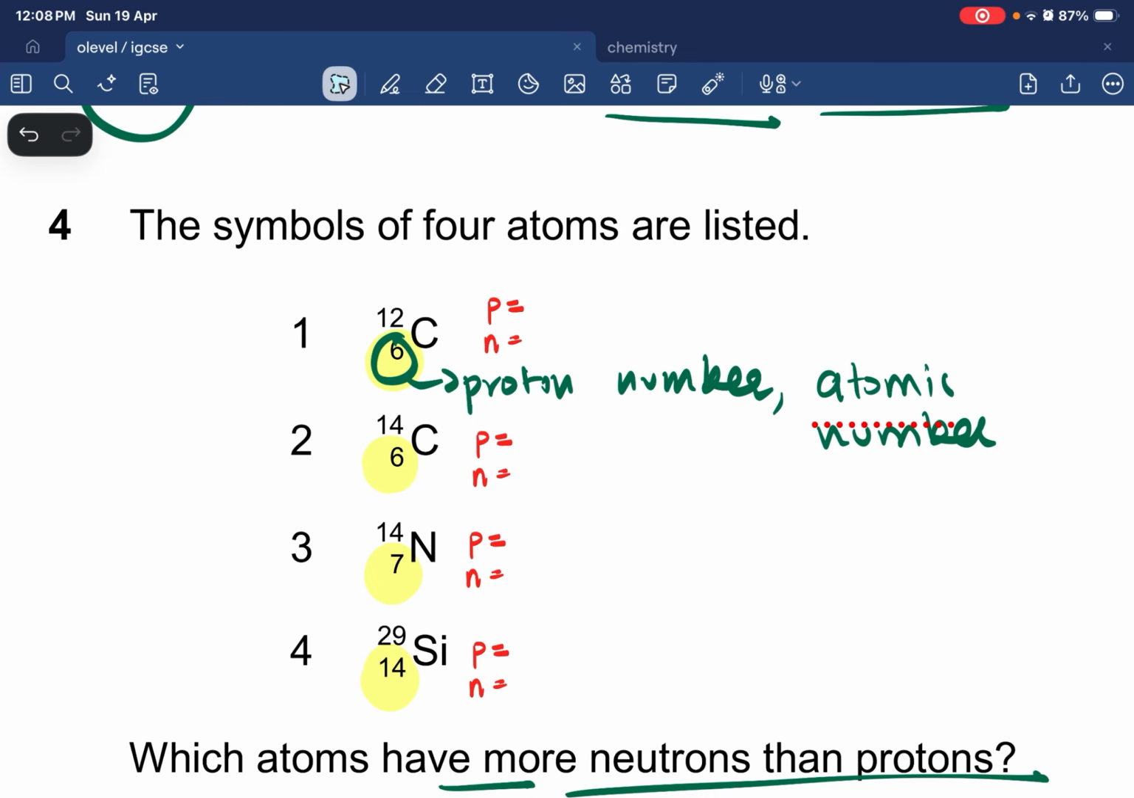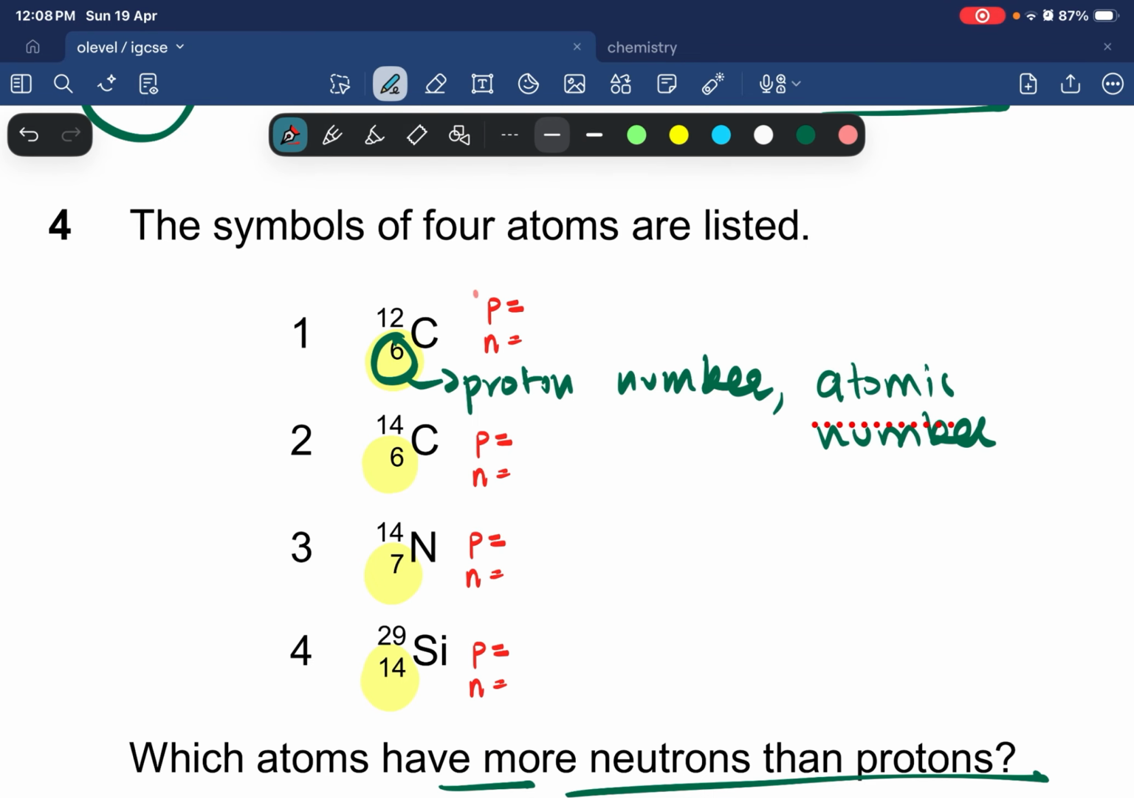So for protons, I'm going to write the proton number here is 6 because I can see it. 6. Over here it's 6 again. Over here it's 7. Over here it's 14. This one's the proton number. Done. Now I need to figure out the number of neutrons.